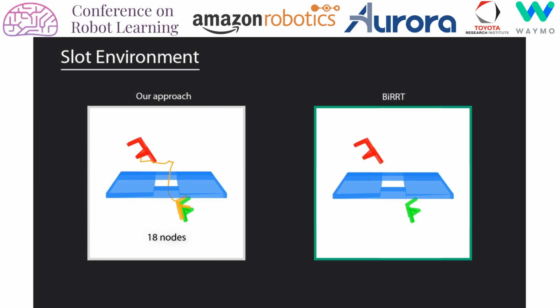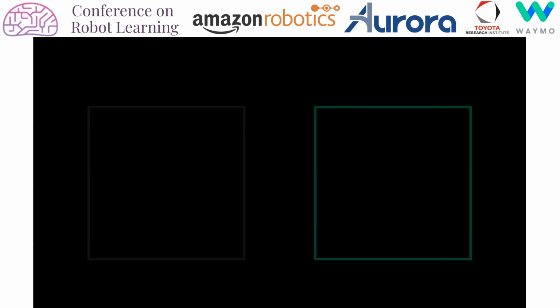BiRRT expands nodes from both the start and goal robot configuration until it finds a possible solution. Once a solution has been found, a direct connection between pairs of robot configurations along the path are checked to shorten the path. Finally, the planned path is executed by the robot. The method explores 15,607 nodes to find a solution.